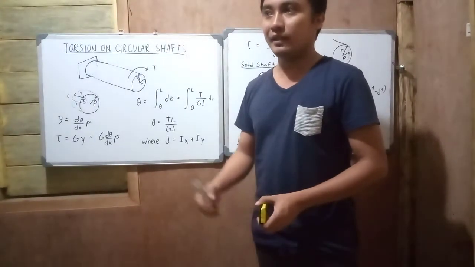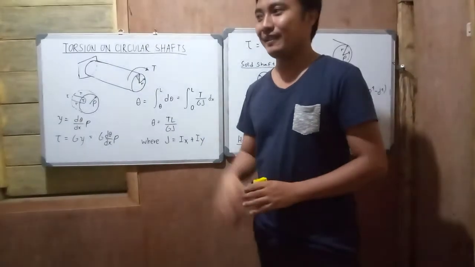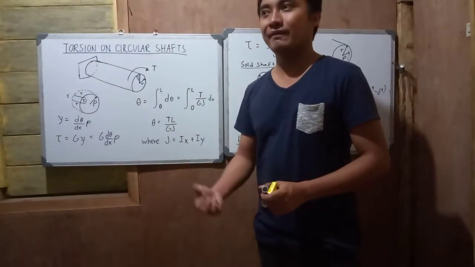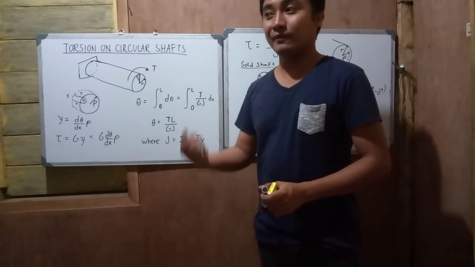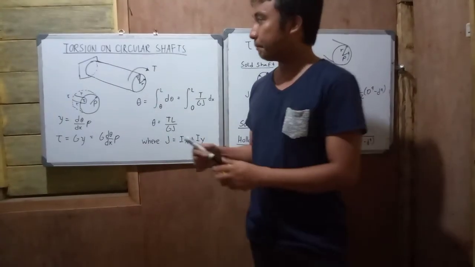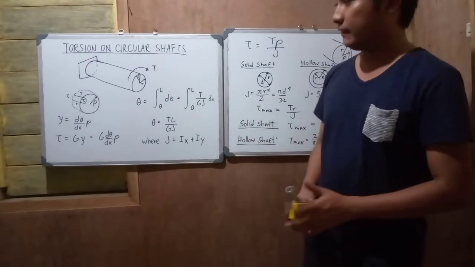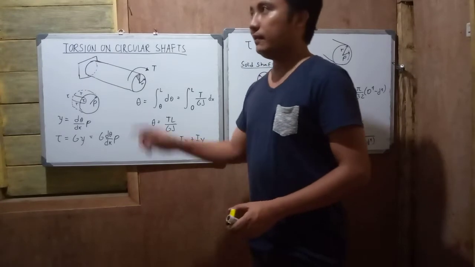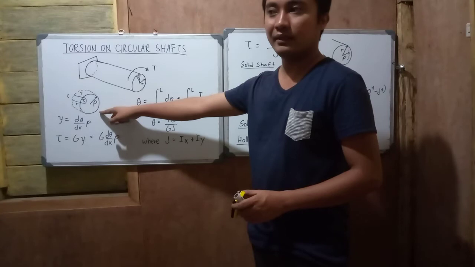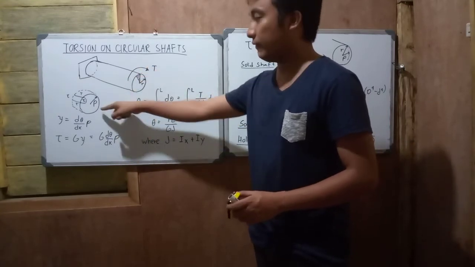First of all, I put the formulas first. Actually, I know that for you students, it is easier if you memorize the formula first. Generally speaking, these are the formulas of torsion on circular shafts. So, let us consider this cross-sectional area. Let's say you cut from your shaft.